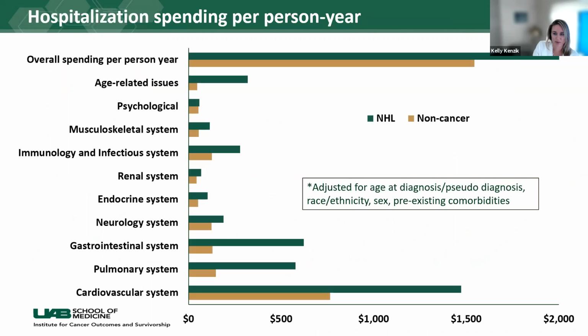So the estimated hospitalization-related spending per person year, so really focusing on the amount of time, was about 2,000 for NHL patients compared to approximately 1,600 for controls. So this is per person year contributed to the study. And we see that those related to cardiovascular morbidity were associated with the largest spending, followed by gastrointestinal, pulmonary, and then gastrointestinal and pulmonary were our largest differences here.